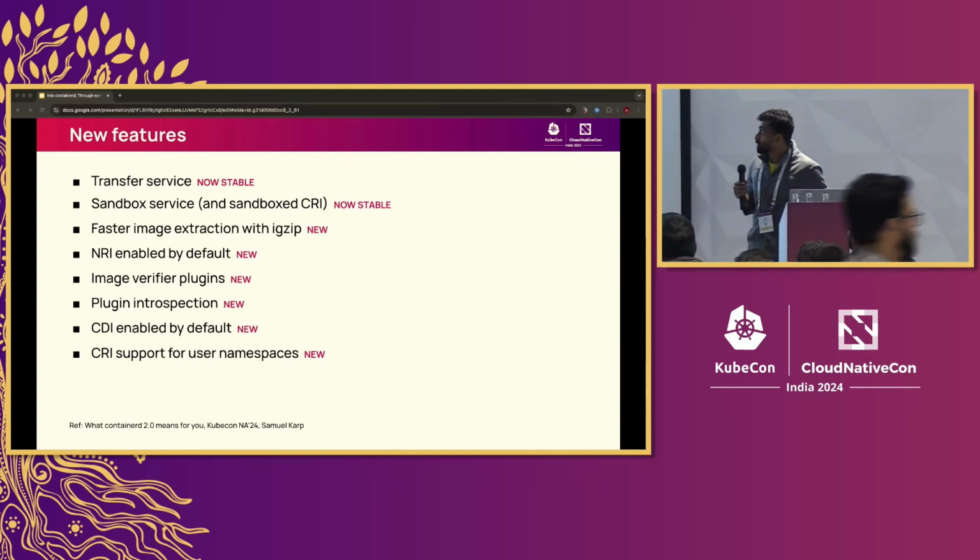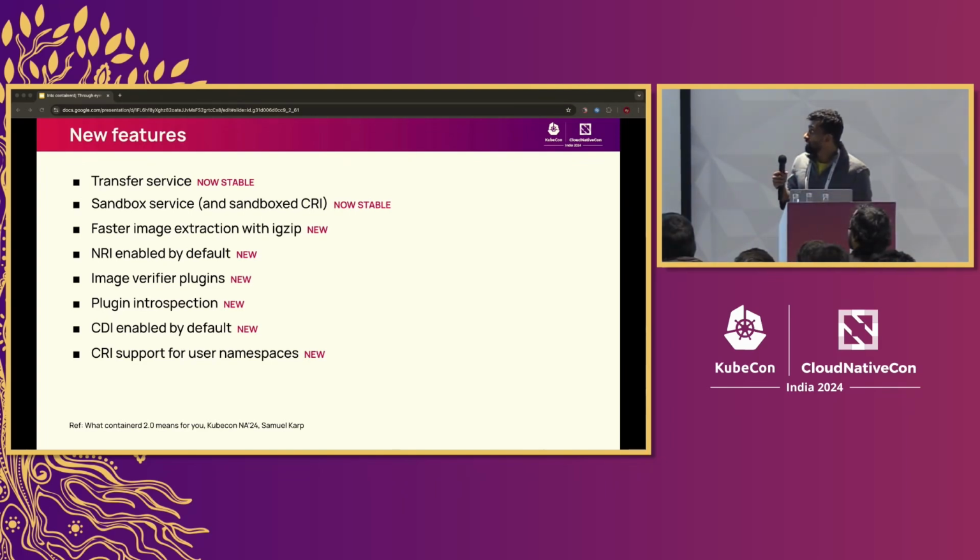These are a few of the new features that went in. Transfer service and sandbox service were introduced in 1.7 as experimental features, and now they are stable in 2.0. We have faster image extraction using IGC on machines that support it. NRI, the Node Resource Interface, is now enabled by default. And then we have image verifier plugins. I'll be talking a little bit more about NRI and image verifier plugins. Then we have a plugin introspection API, CDI, which is Container Device Interface, and CRI support for user namespaces.